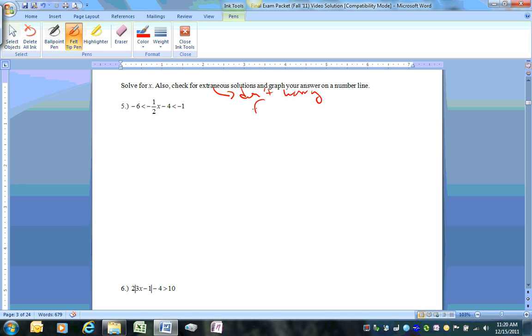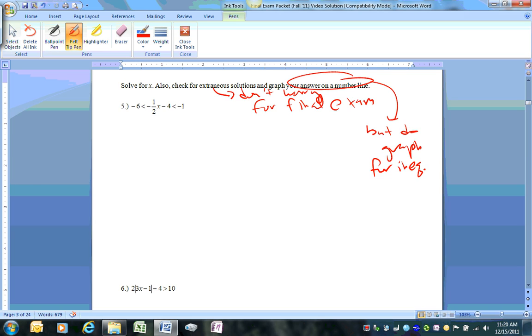Don't worry for the final exam. I'm not going to have any problems where you'll deal with extraneous solutions. So that's kind of a gift there. Don't worry about it. But do graph for inequalities.